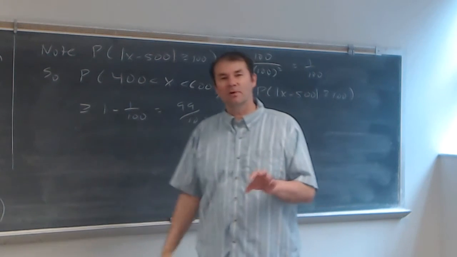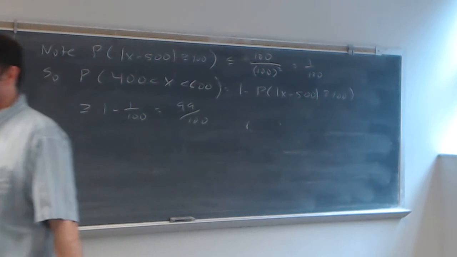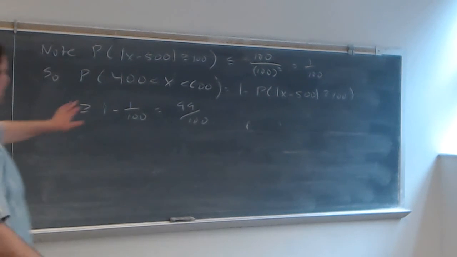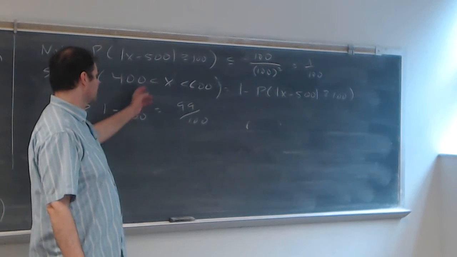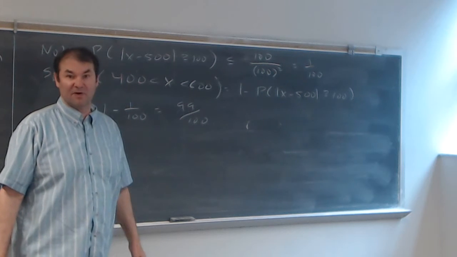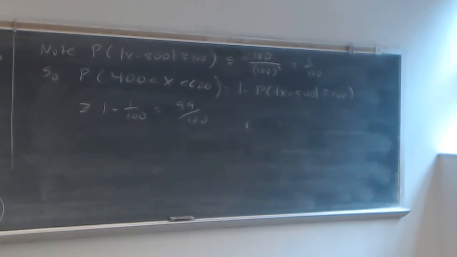So in our first problem, we used Markov's inequality. We said, well, what's the chance it's going to be over 1,000? We knew it was less than 1/2. But it turns out it's going to be way less than 1/2, because here Chebyshev's inequality says the likelihood of it being between 400 and 600 is greater than 99 out of 100. So that's what we get.